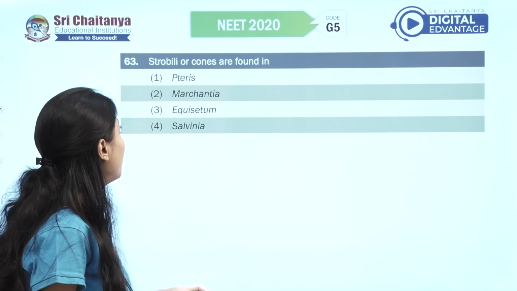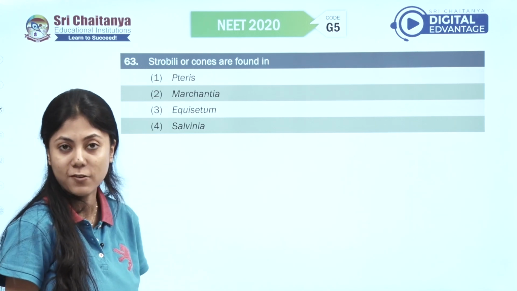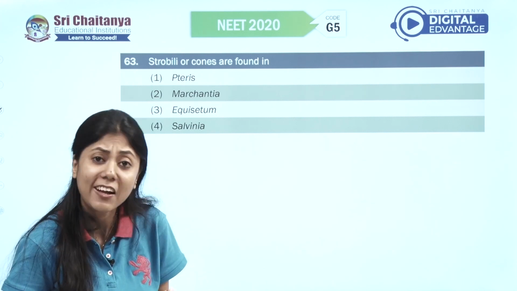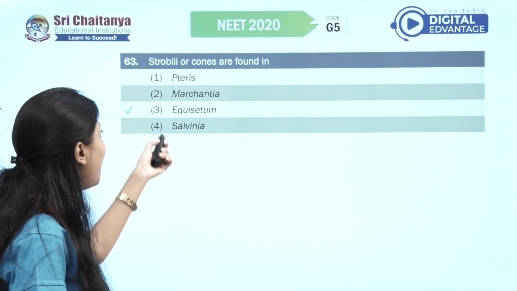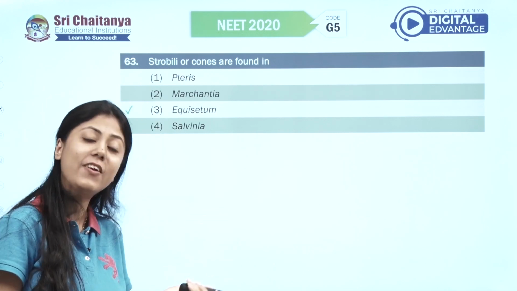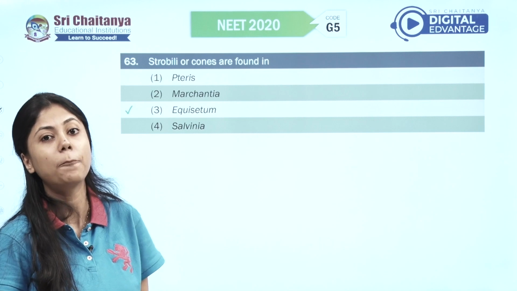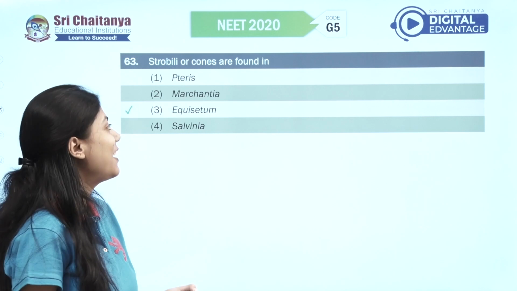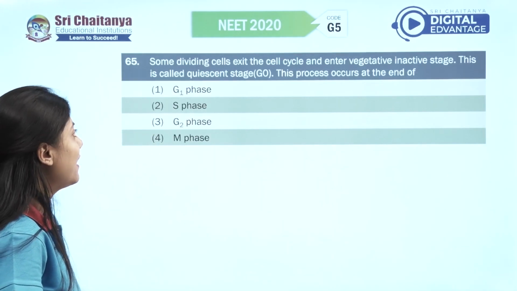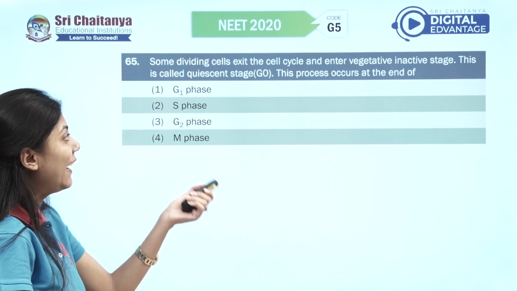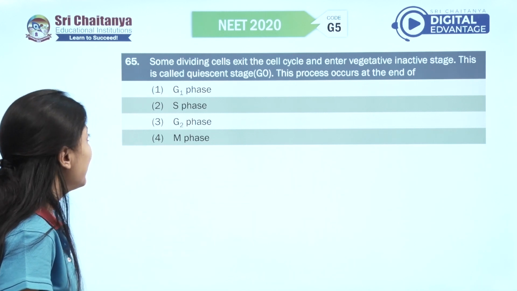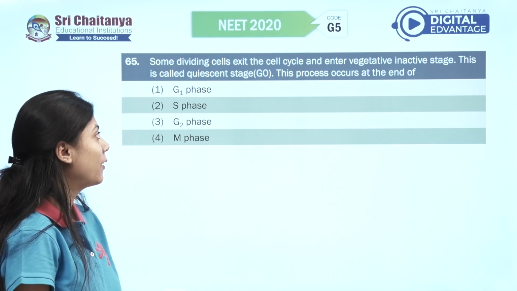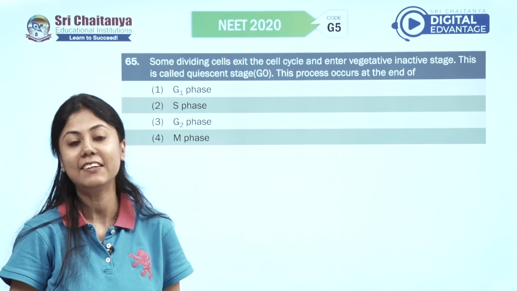So let's move ahead. Strobili or cones are found in some pteridophytes, there is the formation of strobili, also known as the cones. And the correct answer here is Equisetum. In Equisetum, we find that there can be the production of the cones. The diagram is also there in the NCERT, right? So let's move ahead. Some dividing cells exit the cell cycle and enter vegetative inactive stage. This is called quiescent stage or the G0 stage. This process occurs at the end of.